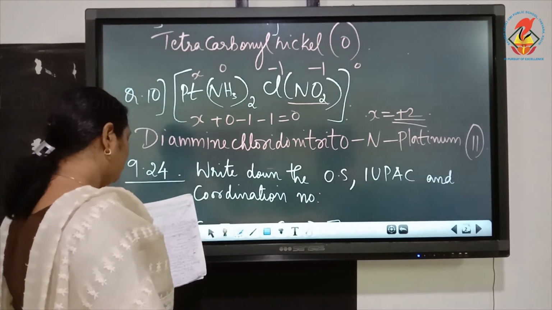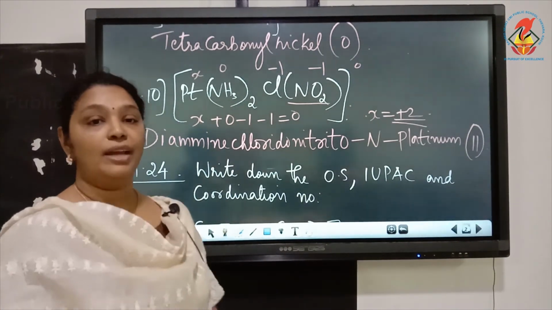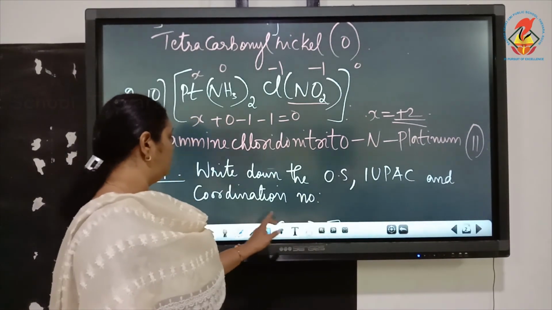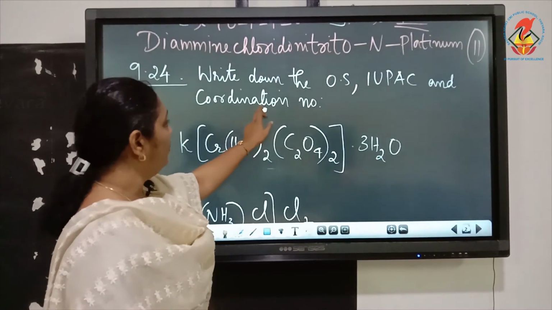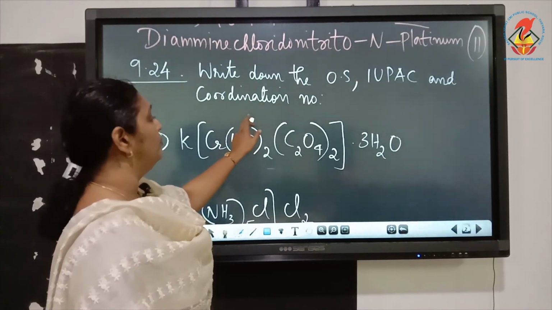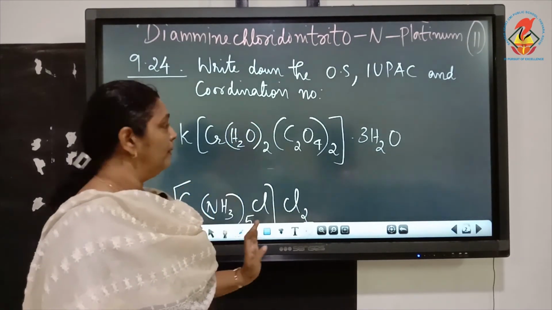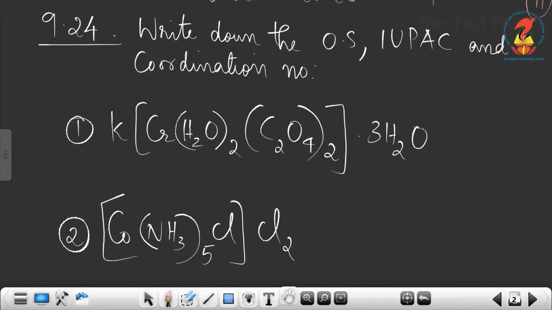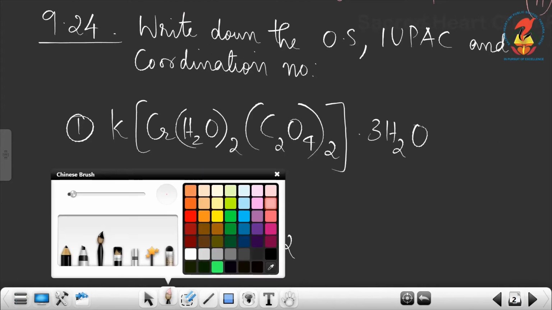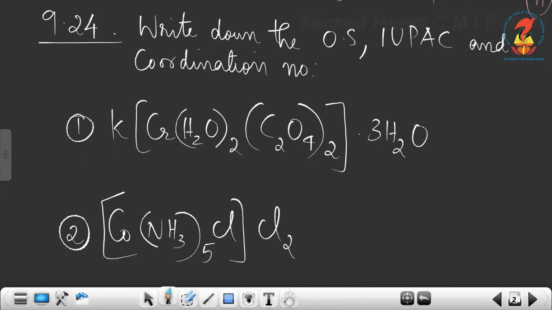Now next I have written a back question on the board, that is 9.24. Write down the oxidation state, IUPAC name and coordination number of the following compounds. Okay, so let's find out. The first question is K[Cr(H2O)2(C2O4)2]·3H2O.